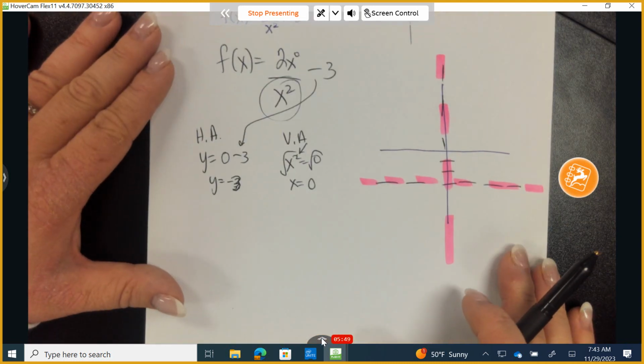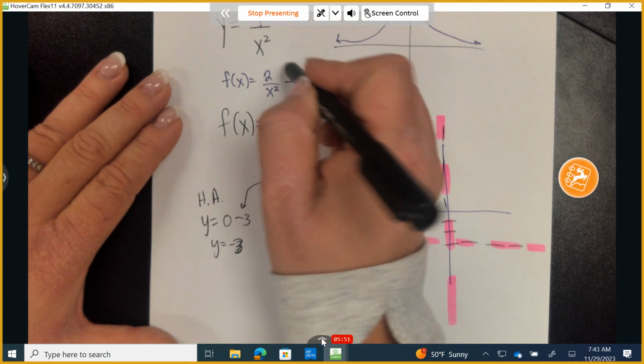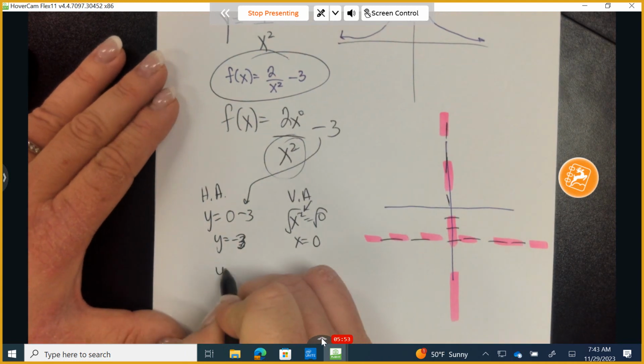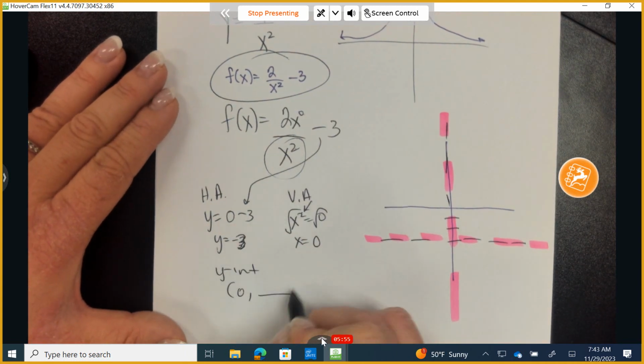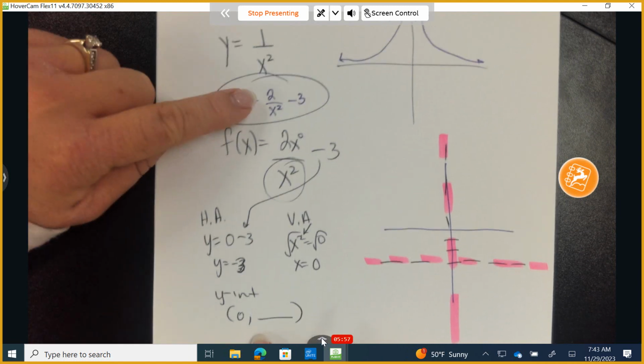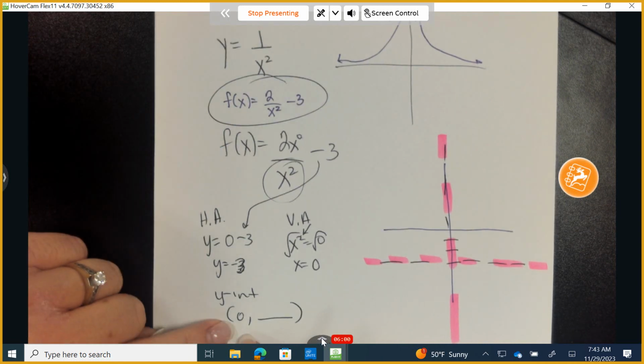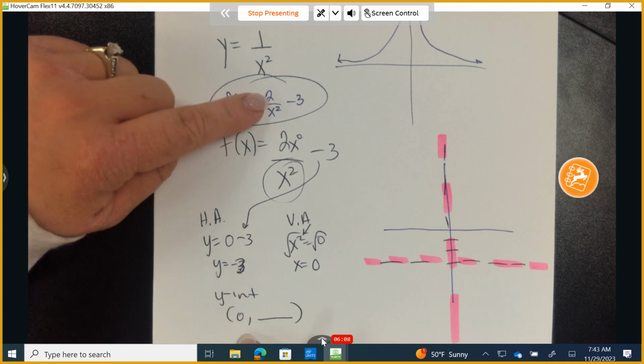So the next thing I'm going to do is take this original function up here and decide what the y-intercept is. So I'm going to set 0 equal for x, and uh-oh, we have problems here. Can we have 0 on the bottom? Do you guys agree it's not possible? It's not possible. So what does that mean?